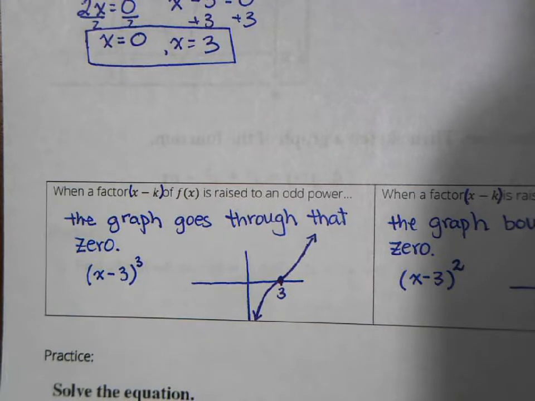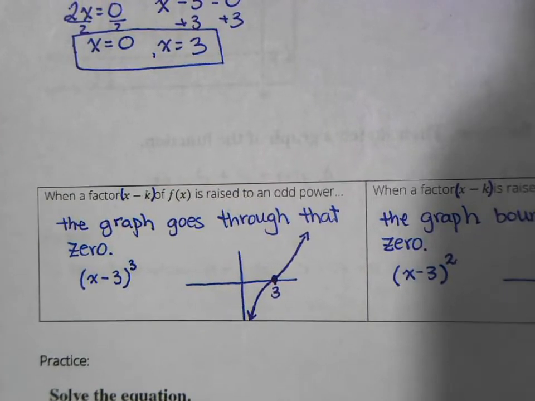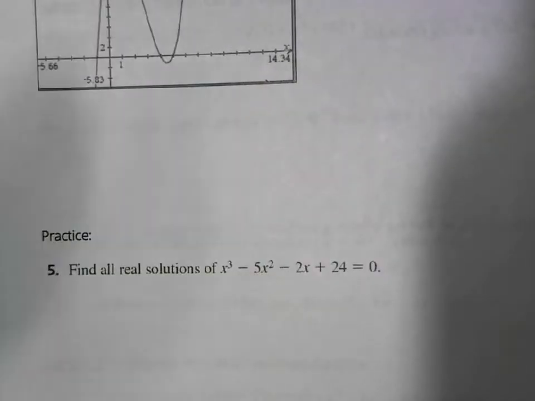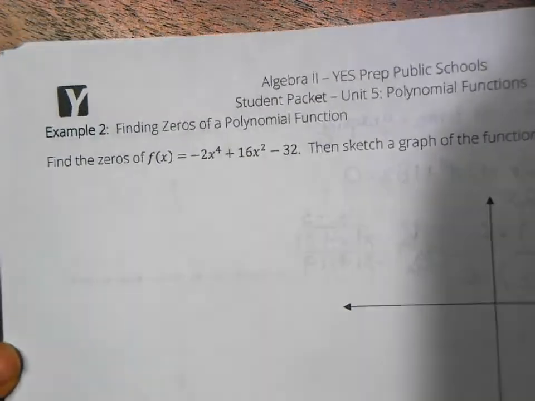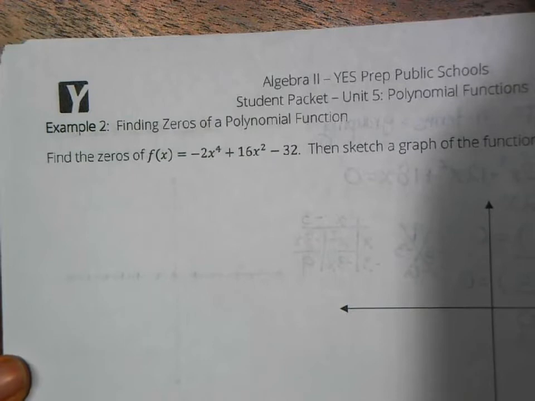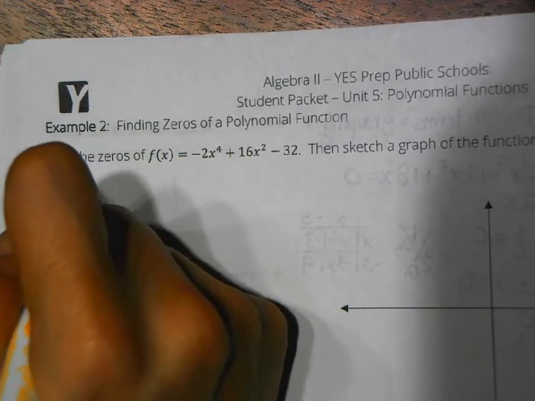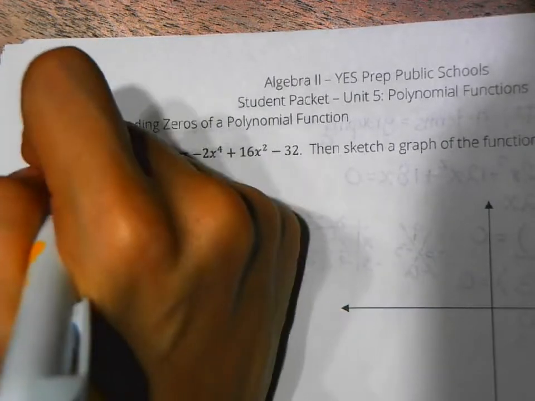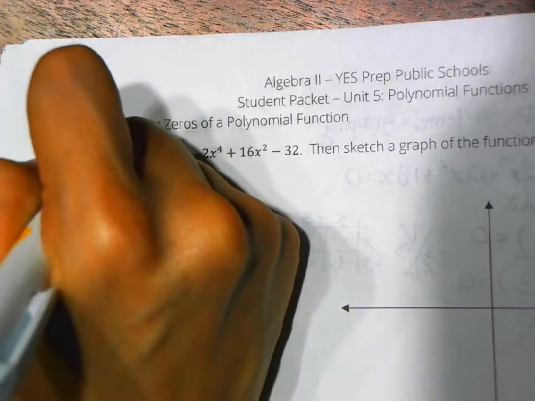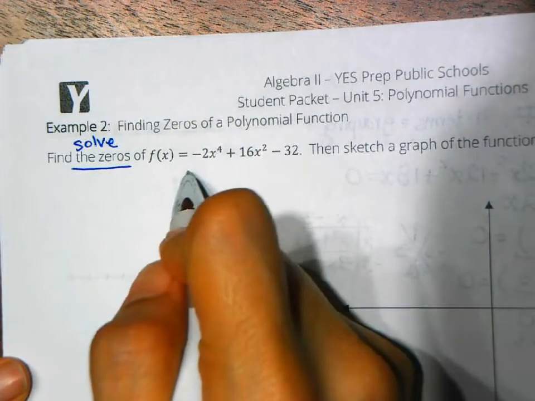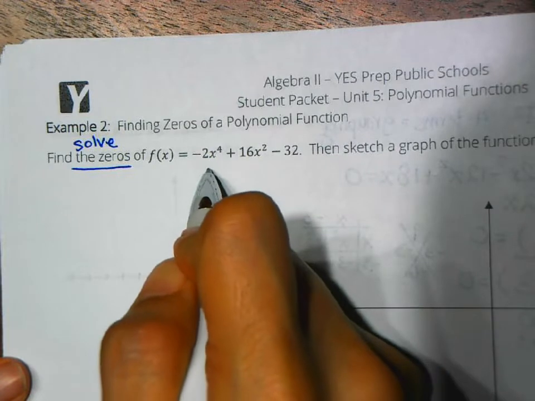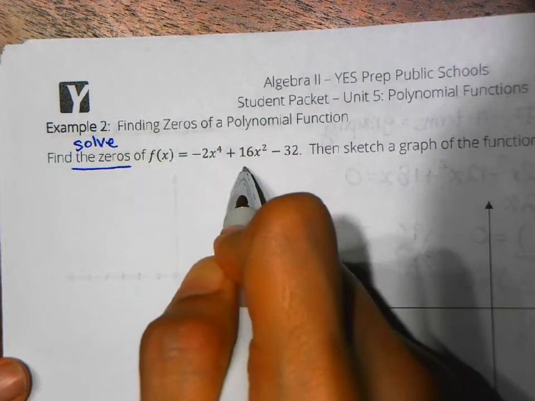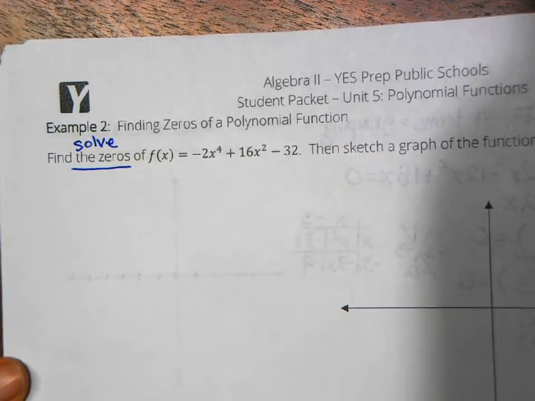This is very useful information for you to have in order to sketch a graph, which is exactly what we're going to do next. If you flip the page, on page 20, example 2 asks you to do two things. One, it asks you to find the zeros. Finding the zeros is the same thing as solving f of x equals negative 2x to the 4th plus 16x squared minus 32.